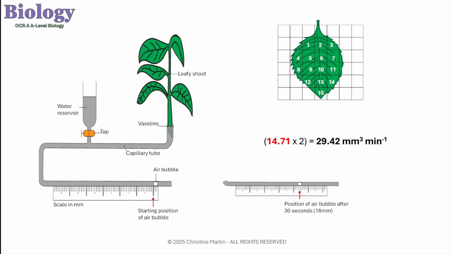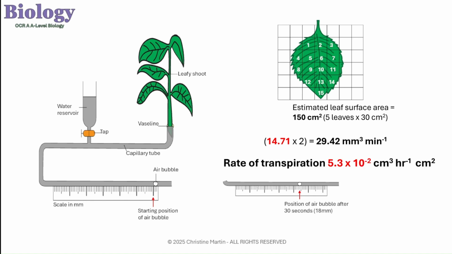We calculate the rate of transpiration to be 29.42 millimeters cubed per minute. If we estimate the total leaf area of the shoot to be 150 centimeters squared, we can then work out the rate of transpiration. We could calculate the rate of transpiration in centimeters cubed per hour per centimeter squared.